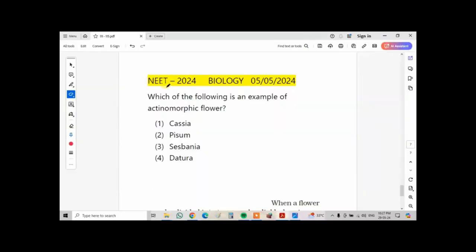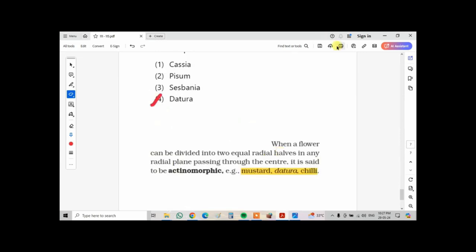Biology NEET 2024. Which of the following is an example of actinomorphic flower? Answer is option 4, Datura. And you can see the NCERT line here. When a flower can be divided into two equal radial halves in any radial plane, it's actinomorphic. And examples are mustard, datura and chili, and from the chapter known as morphology.